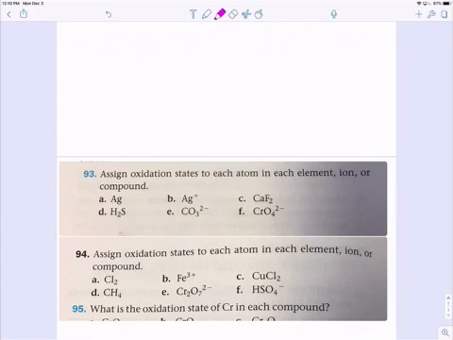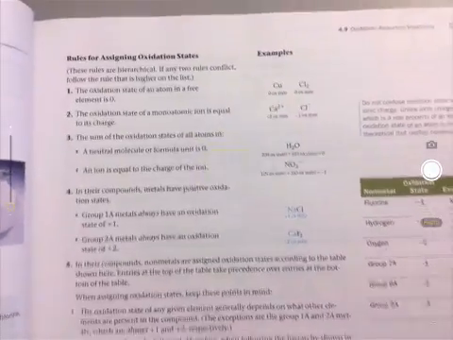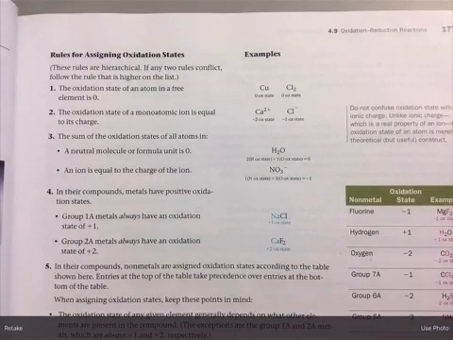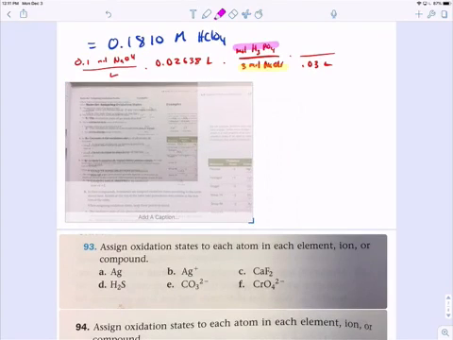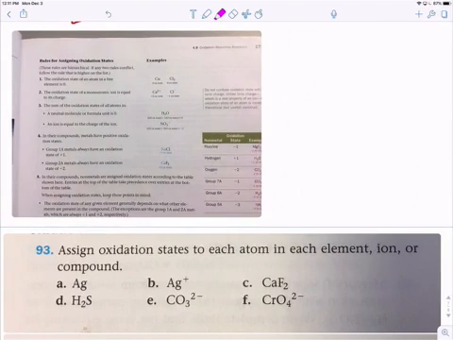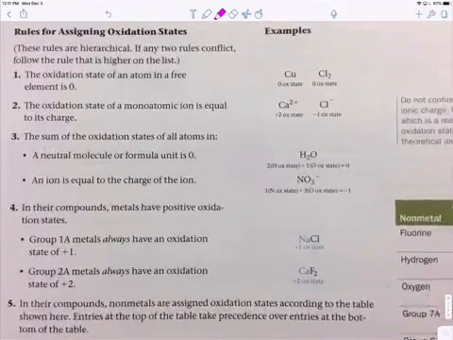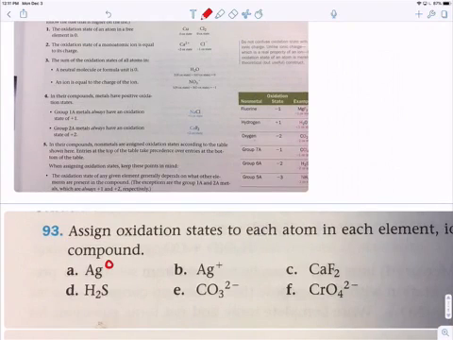And in that given information is this. These rules for oxidation states. So you will be given this information on the test and assign things oxidation states. So for the first one, A, this is rule number 1. The oxidation state of a free element is 0. So silver right here is 0. The next one, number 2, a monatomic ion equals its charge.